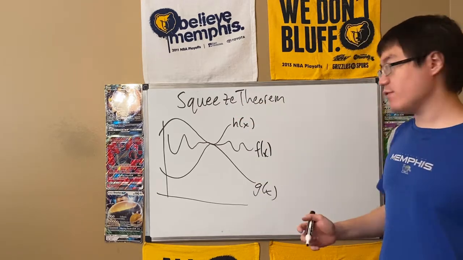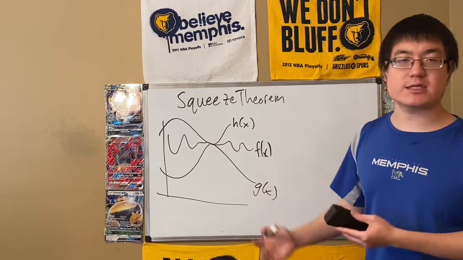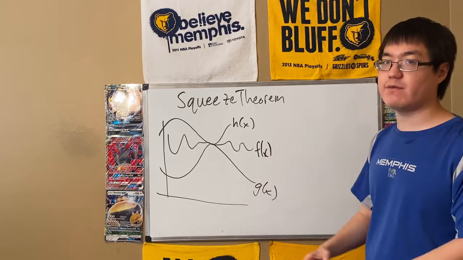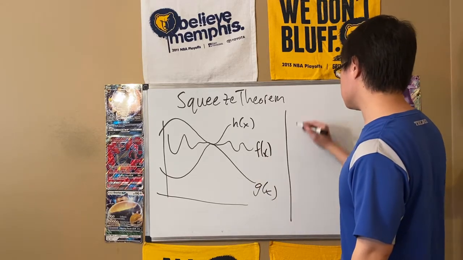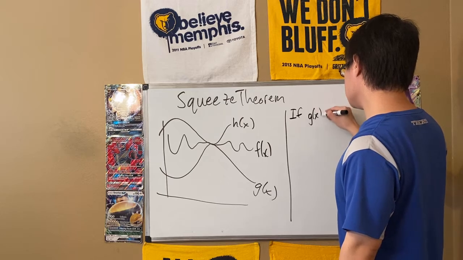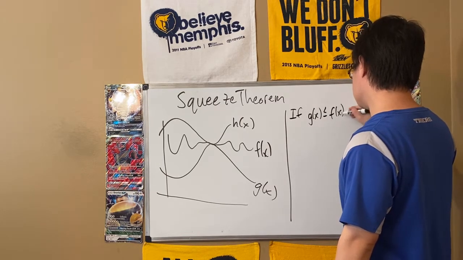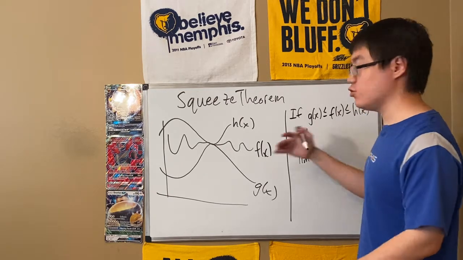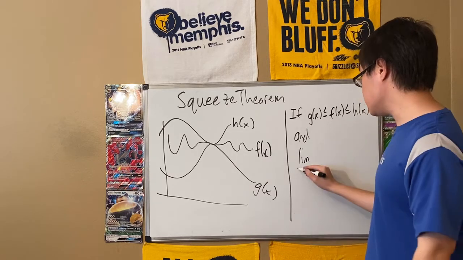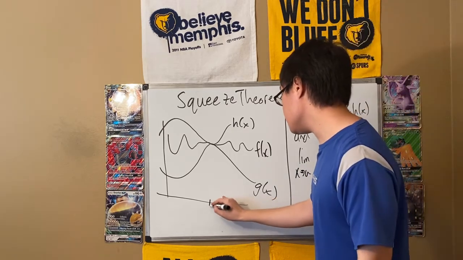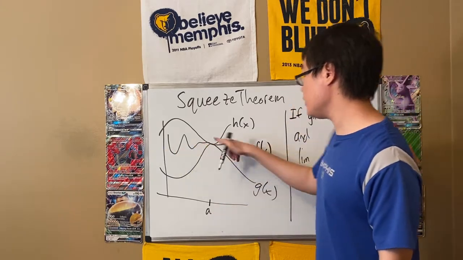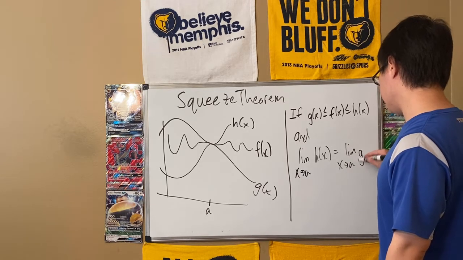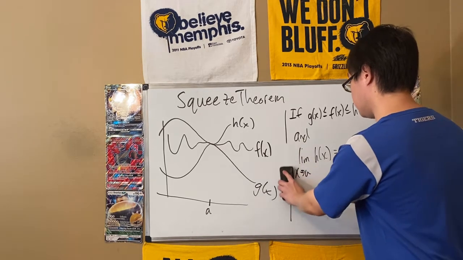What it says is that if you have an inequality, which is that g of x is less than or equal to f of x, which is less than or equal to h of x, and that's this picture right here, g is below f, below h. The actual theorem says if this is true, and the limit of the two outer functions is equal to the same thing, so the limit as x goes to a of h of x is equal to the limit as x goes to a of g of x, and let's say that this limit is equal to the number L.